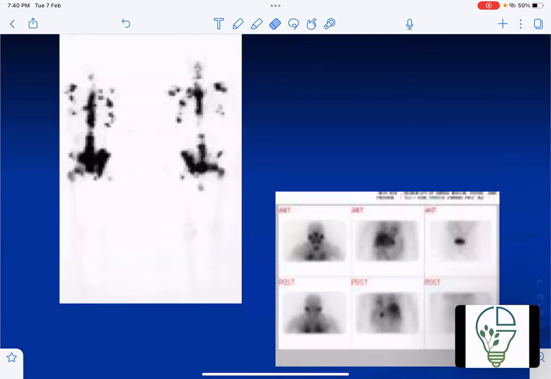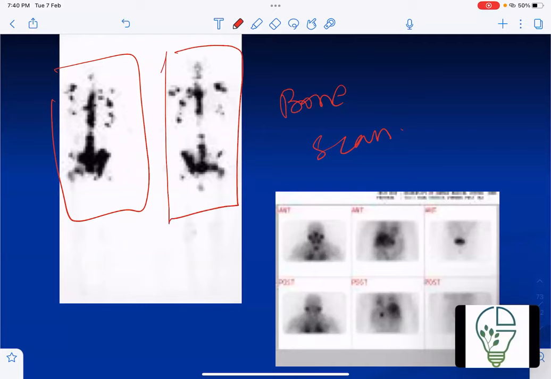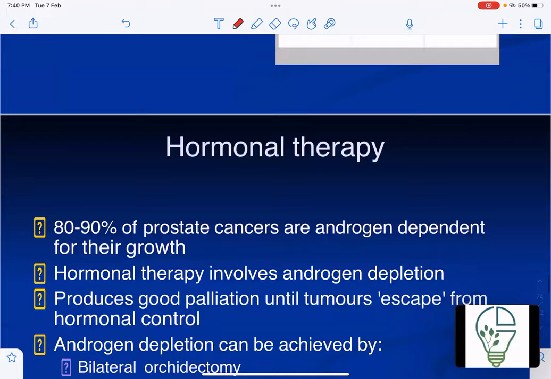This is a bone scan. This is basically a bone scan, and we're seeing if there's any spread. And here you can see that there is actually spread in the axial skeleton itself. Black means there's been spread, okay?